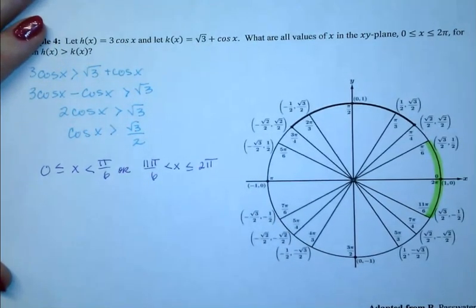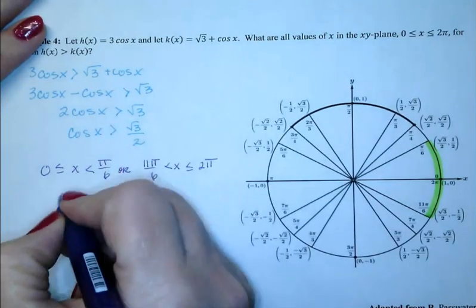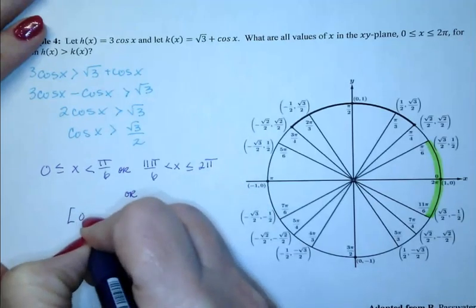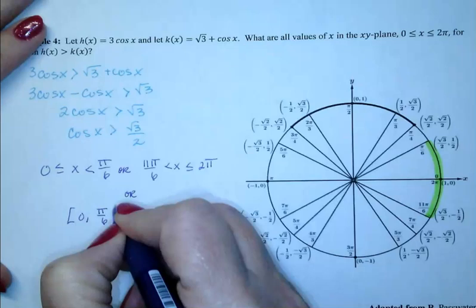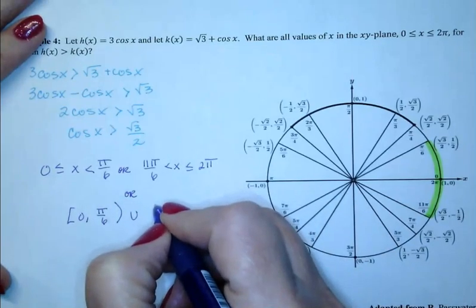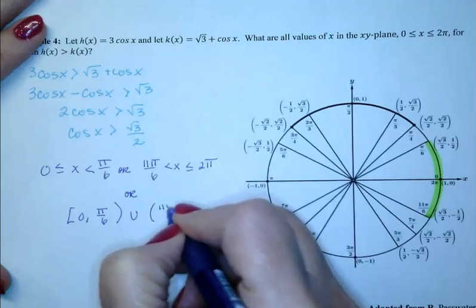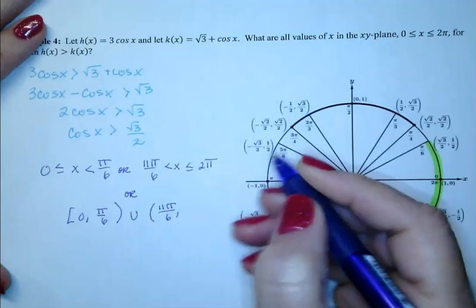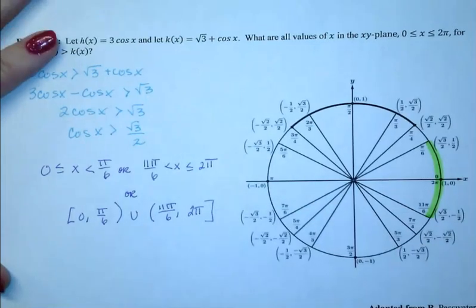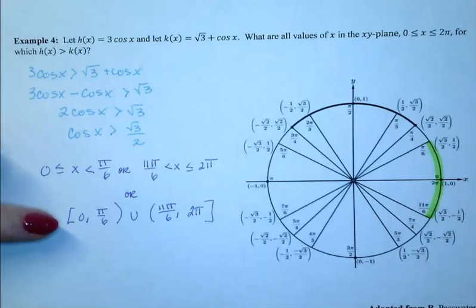But you could say from 0 to pi over 6 union and then skip all the way around the circle to 11 pi over 6 and go to 2 pi. So if we did that, then it would look like something like include the 0, go to pi over 6, don't include the pi over 6, jump around the circle to 11 pi over 6, which we wouldn't include, and end up at 2 pi, which we would include. So you could be looking at it in inequality or interval.